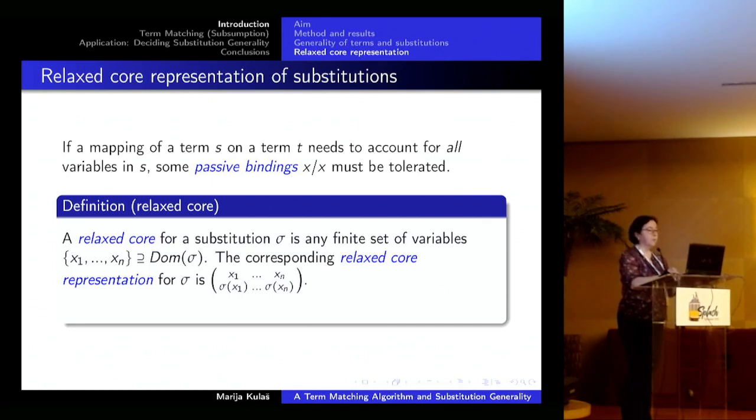So bookkeeping of variables, then we have to tolerate also that which I called, for lack of a better word, passive bindings. X goes to X, so nothing is changed. Right? That must be tolerated. So a definition would be that a relaxed core for a substitution is any finite variable pure superset of its core. I'm not talking about domain. That's another source of confusion.